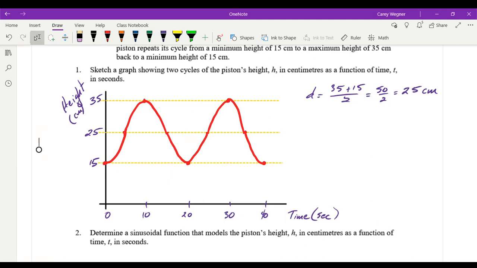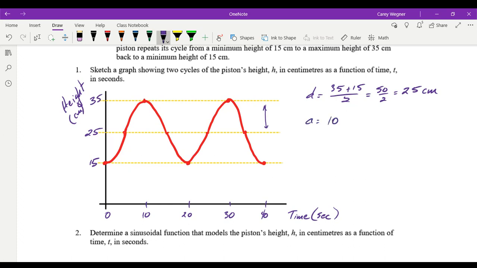Now, as we look down to question number 2, we're asked to determine a sinusoidal function that models the piston height. And so we need to figure out those parameters A, B, C, and D. We've already figured out the D value. So let's look at some other values. We have found that this much would be our amplitude. So from 25 to 35, that would be 10. So it would give me an A value of 10.